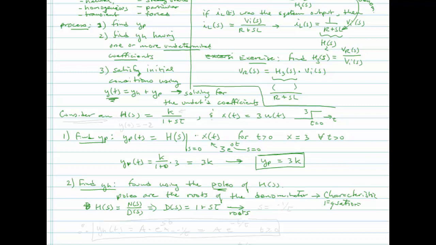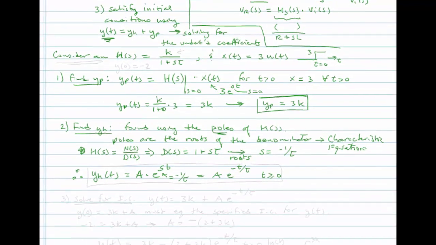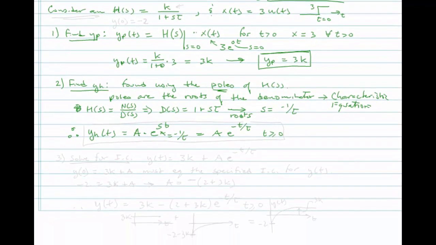So the roots here are going to be just one of them, s is equal to minus 1 over tau. We can therefore say that the form of the natural response is going to be y sub h of t is equal to some constant a times e to the st, where s is equal to minus 1 over tau. So this will be a e to the minus t over tau, and this is for time greater than or equal to 0. So here is our homogeneous response.